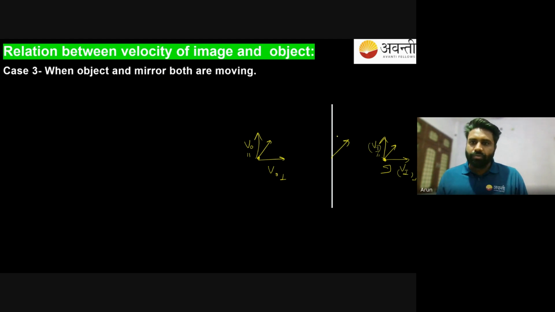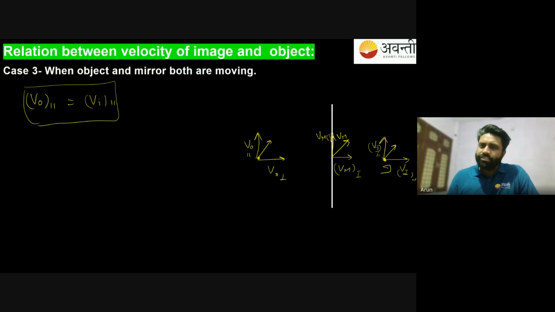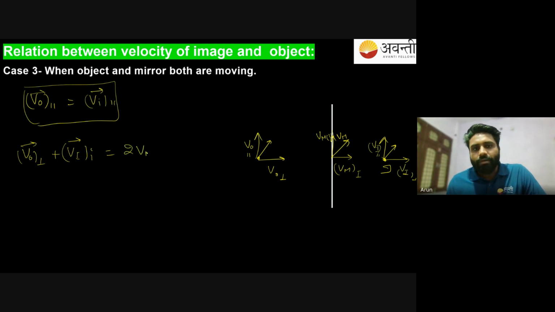Although the mirror is also moving with velocity v_m, this is the velocity of m perpendicular, and this is the velocity of m parallel. So we can write here that velocity of object parallel is always equal to velocity of image parallel. It doesn't mean that the mirror moving has no effect. But velocity of object perpendicular plus velocity of image perpendicular is always equal to, I have to mention the arrow over it because it is a vector, 2 times the velocity of mirror.